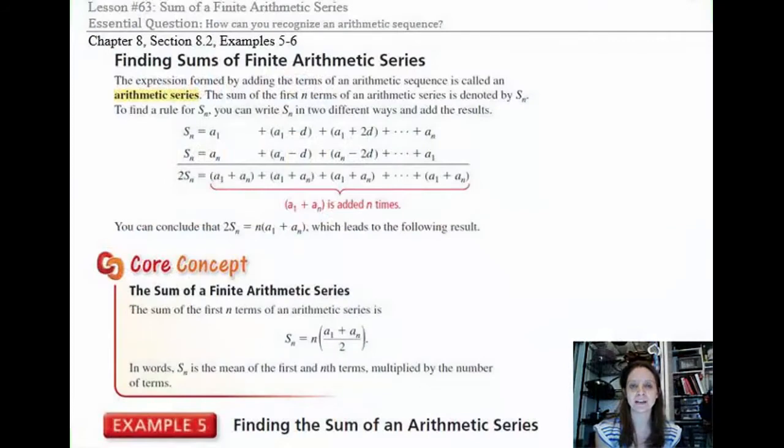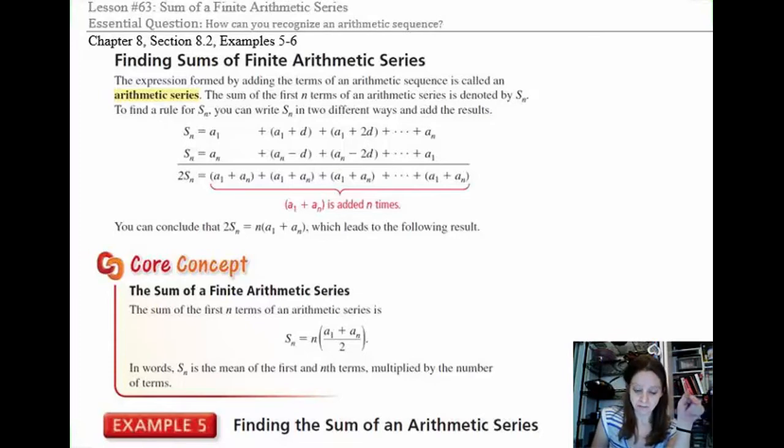Finding sums of finite arithmetic series. The expression formed by adding the terms of an arithmetic sequence is called an arithmetic series. The sum of the first n terms of an arithmetic series is denoted by S sub n. To find a rule for S sub n, you can write S sub n in two different ways and add the results.